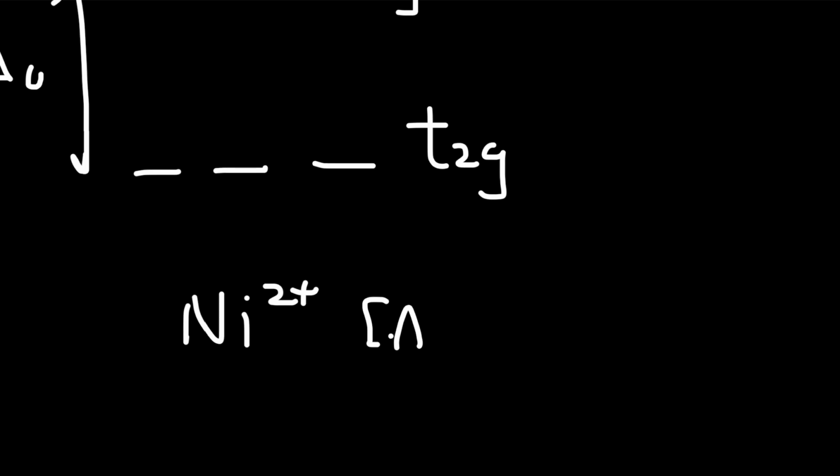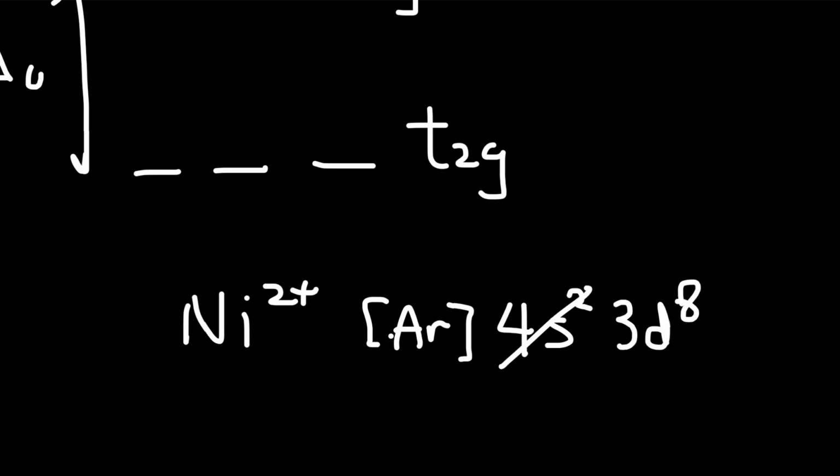And by the way, sometimes they might give you an exception, such as chromium, copper, gold, silver. Those are exceptions where instead of 4s2, they write 4s1. Okay, so nickel: 2, 4, 6, 8. It's going to be 3d8, and I removed 2 because this is a 2+. That means we have to fill in 8 electrons.